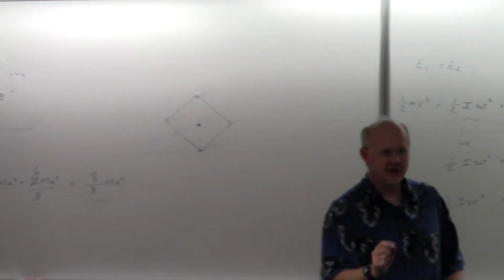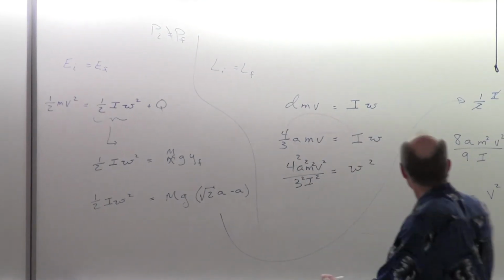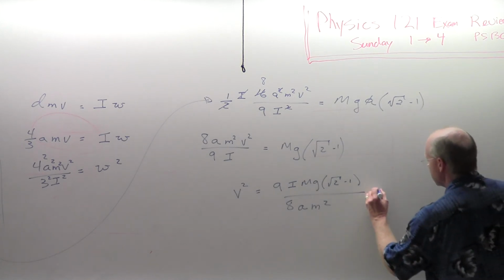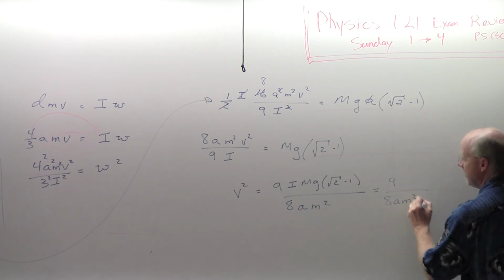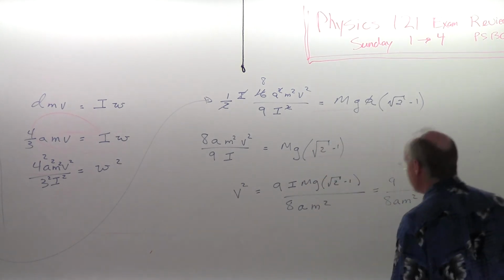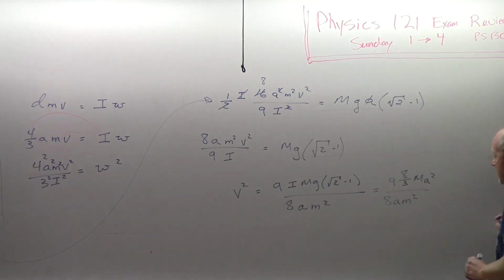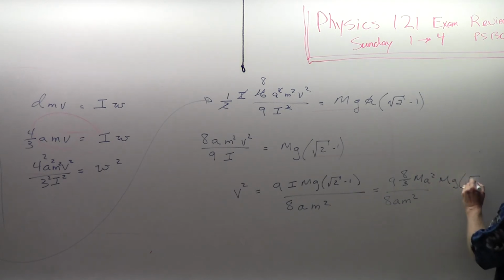The rotational inertia of a cube about the axis AB is what was meant right there. All right, so I'll put it in. So here's the 9, the 8, the A, the M squared. And now I got this I, which is 8/3 M A squared. Right? 8/3 M A squared. And then I got the M, and then I've got the G, then I got the root 2 minus 1.